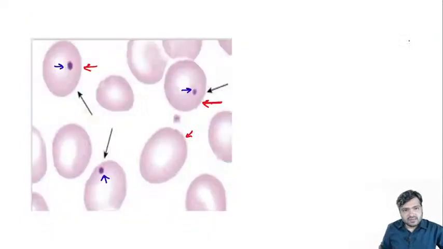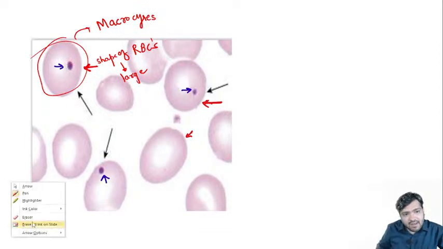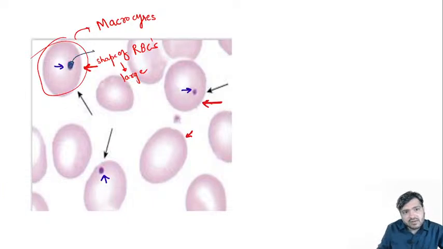Coming on to the next, guys, you can see the shape of the RBCs over here. The RBCs are basically larger in size, so that's why this particular structure is basically the macrocytes. In these structures, along with the central pallor, you can visualize a dot. That dot I have just marked with a blue arrow. You can see these particular dots are basically the Howell Jolly bodies.